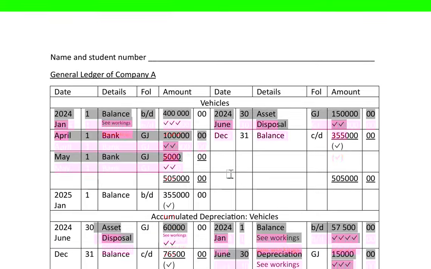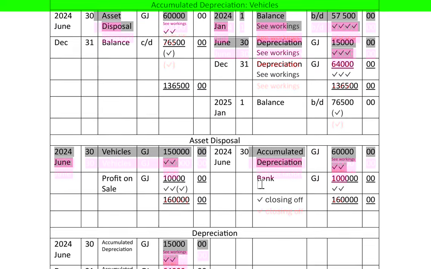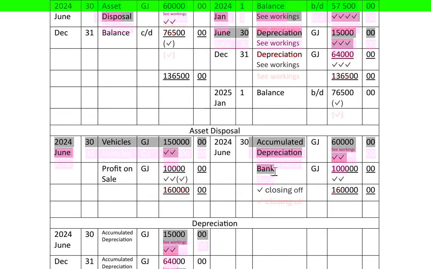So in the asset disposal account, it was sold for cash. We're going to record the 100,000 Rand cash sale. We would have debited bank, but they didn't ask for the bank account, and we credit asset disposal. Now let me show you what we've got in this account. We've got 150,000 minus the 60,000 gives us a book value of 90,000.